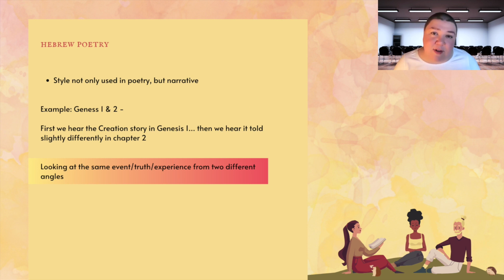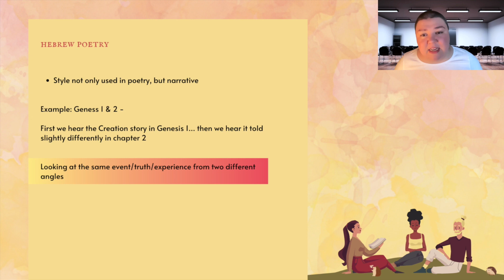And we can even find this style in Hebrew narrative too, at the very beginning of the Bible, the first 2 chapters of Genesis. First, we hear the creation story in Genesis 1. Then we hear the creation story again in Genesis 2, told slightly different, 2 related things, as though looking at the same experience, the same event, the same truth from 2 slightly different angles or viewpoints. It's interesting how this style mirrors Hebrew thinking, this and that.